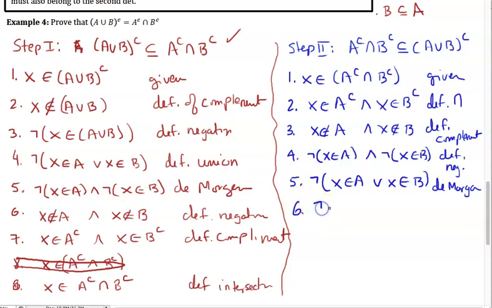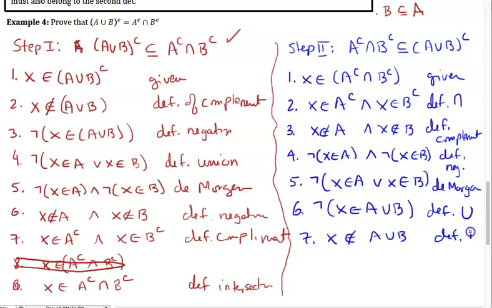This means that it's not true that X is in the union of A and B, because that's what this means: X is in A or X is in B. This is the definition of what a union means. We're going to get rid of the negation and say X is not in A union B. That's the definition of what a negation is. And then if X is not in this set, that means X is going to be in its complement. That's the definition of a complement.